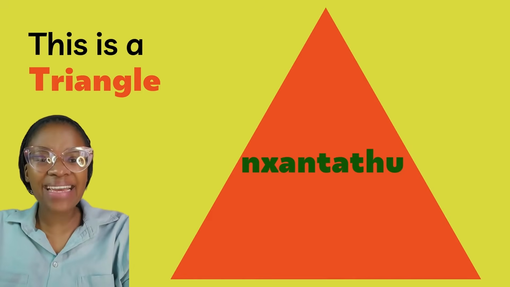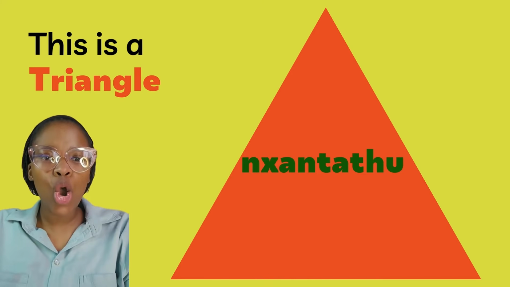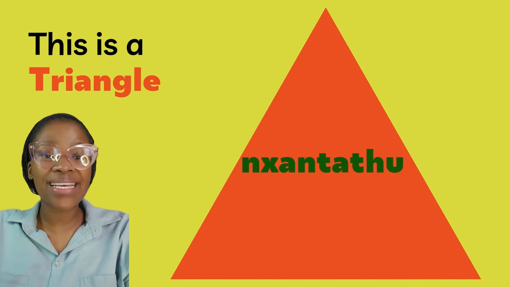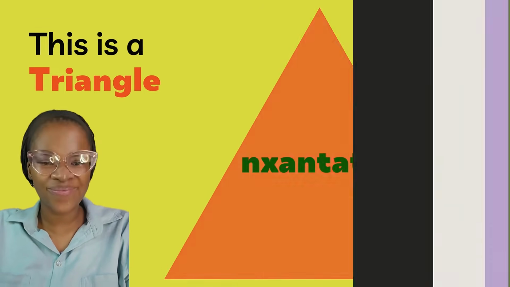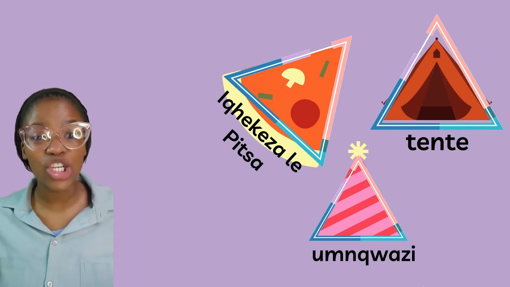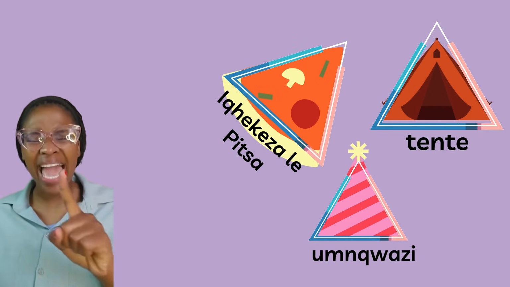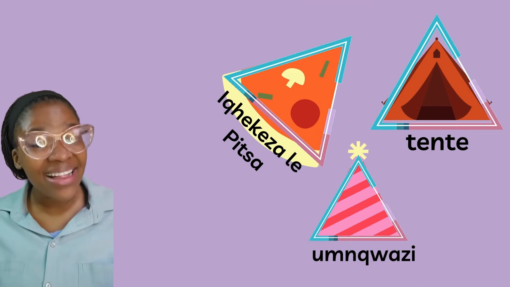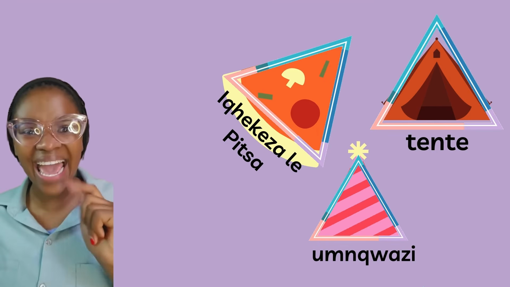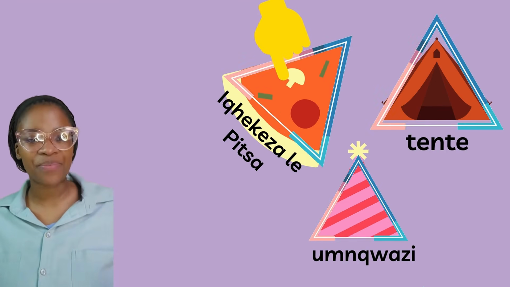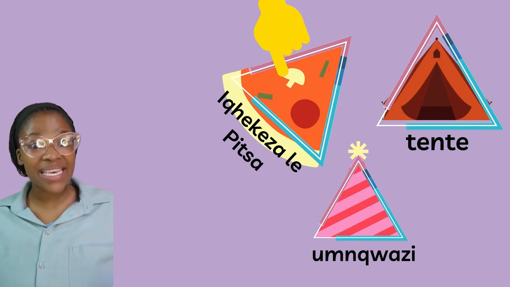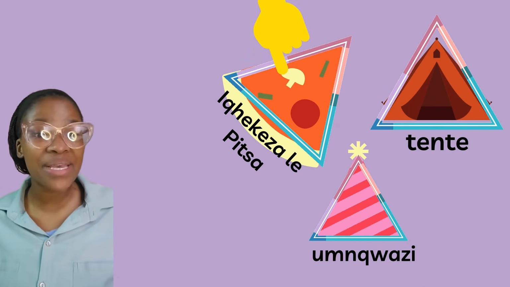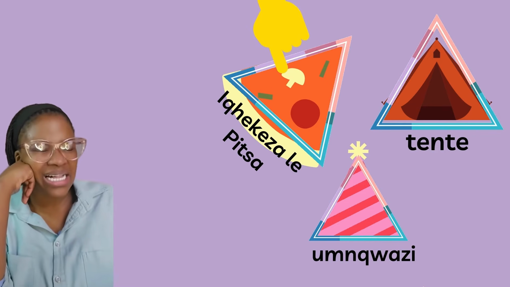This is a triangle. Nqantathu is a triangle. Chami, ungakwazi ukucinga ngezinto ezifana nonqantathu? Can you think of things that look like a triangle? Yes, a slice of pizza. Iqhekeza le pizza. Can you think of something else?